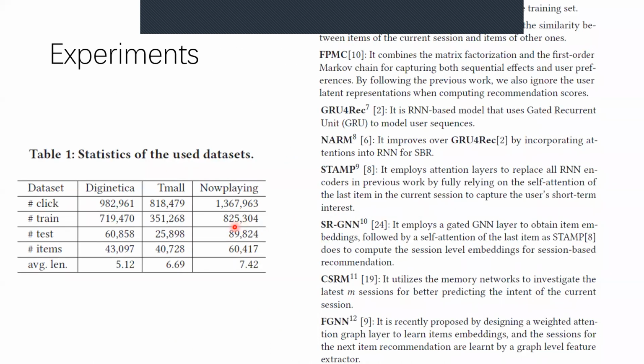Yeah, and for experiments, it uses 3 datasets: Diginetica, Tmall, and Now Playing. You can see that the average length of each session is smaller than 10. And the right one is all the baselines it compares to. The SRGNN is here, and there are other RNN-based methods and GNN-based methods.